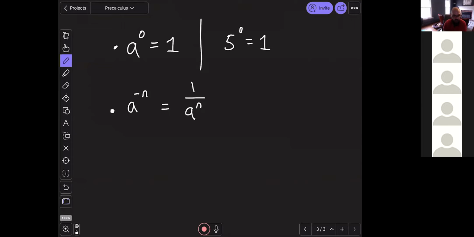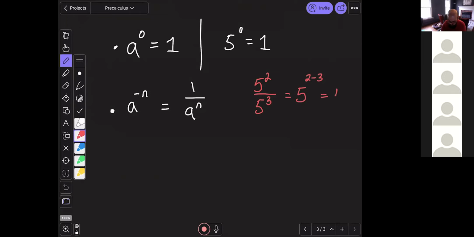So a quick example of that. If you have something like 5 squared divided by 5 cubed, if you used your subtraction rules here, it would tell you that this should really be 5 to the 2 minus 3, which is equal to 5 to the negative 1. Okay, so if I have 5 to the negative 1 power, without this rule right here, I really don't have a great interpretation of what 5 to the negative 1 is.